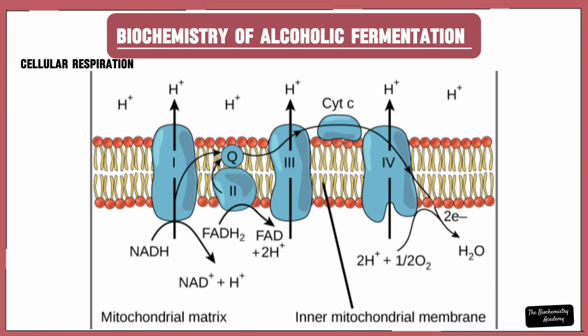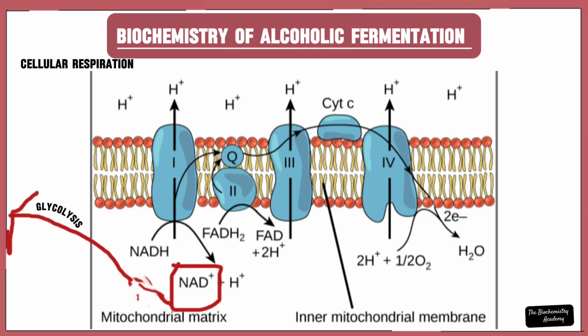Now, in the normal cellular respiration, that NADH that was formed moves to the electron transport chain. Remember, we said that NADH is an electron carrier. Now, once it reaches the electron transport chain, the NADH is oxidized to NAD+, meaning that it lost an electron to the electron transport chain. Now, the NAD+ that was formed moves back to the glycolysis process.